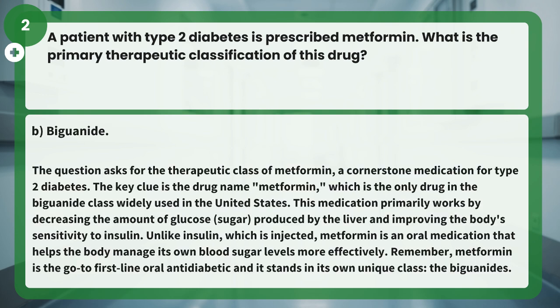Answer: B. Biguanide. The question asks for the therapeutic class of metformin, a cornerstone medication for type 2 diabetes. The key clue is the drug name metformin, which is the only drug in the biguanide class widely used in the United States. This medication primarily works by decreasing the amount of glucose, sugar, produced by the liver and improving the body's sensitivity to insulin. Unlike insulin, which is injected, metformin is an oral medication that helps the body manage its own blood sugar levels more effectively. Remember, metformin is the go-to first-line oral anti-diabetic and it stands in its own unique class, the biguanides.